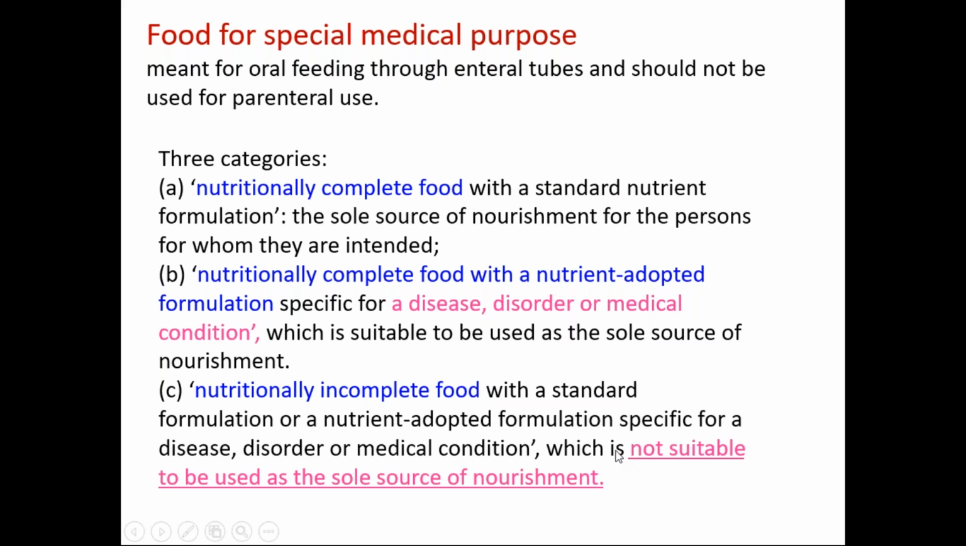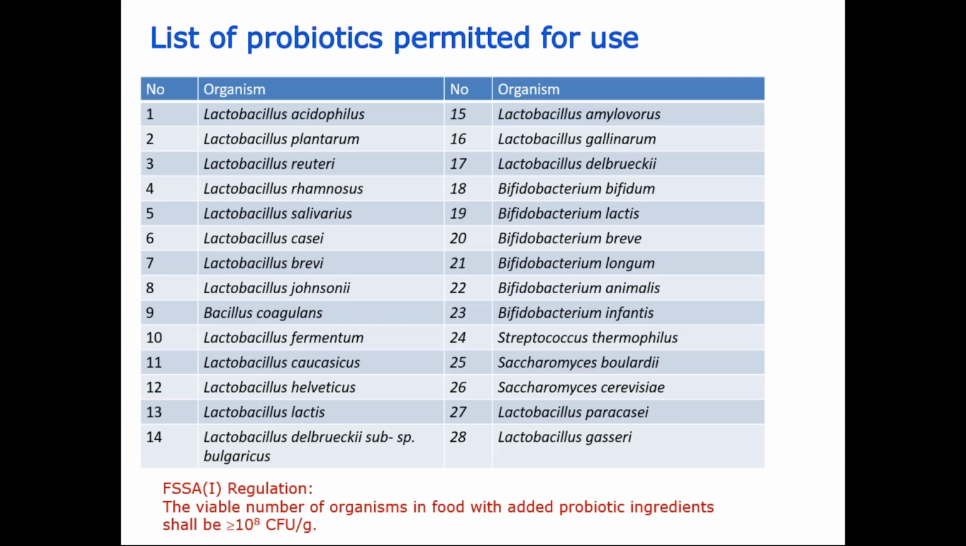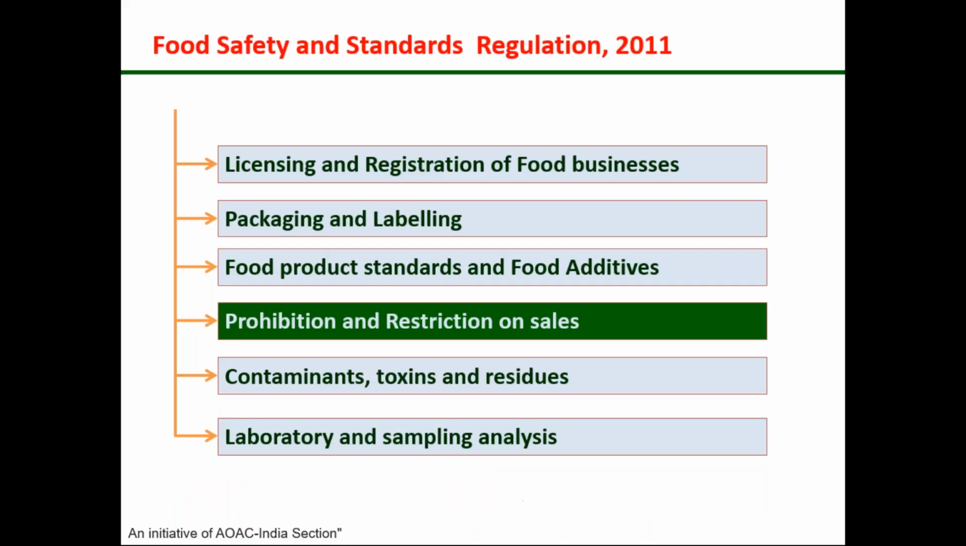That means other food also is there, whereas the nutritionally complete food, if you look, is the sole source of nourishment for the consumer. And then you have the list of probiotic foods where you can add probiotics. FSSAI has listed about 28 probiotics which can be used, and the only regulation or quality parameter is that the added probiotic ingredient should be more than 10 to the power of 8 CFU.